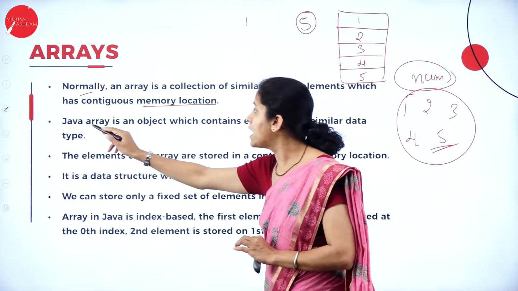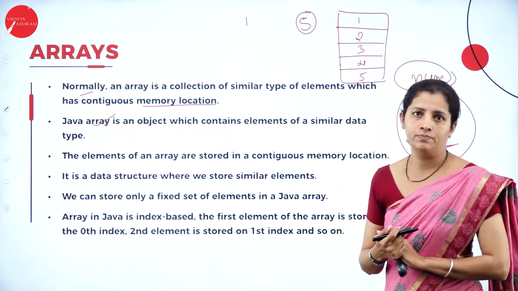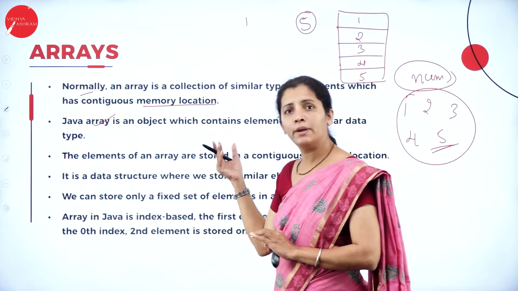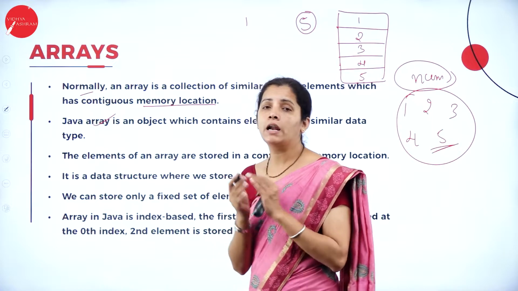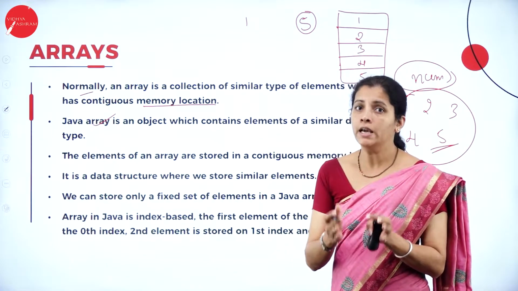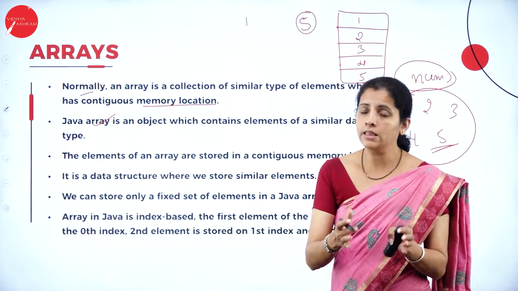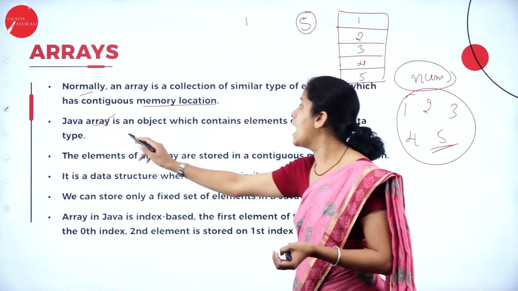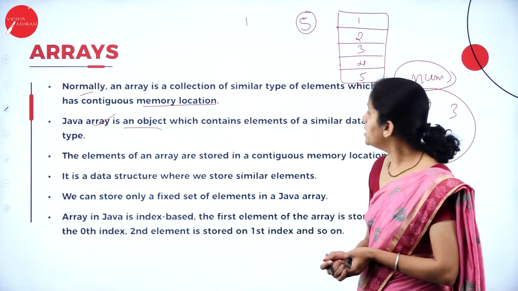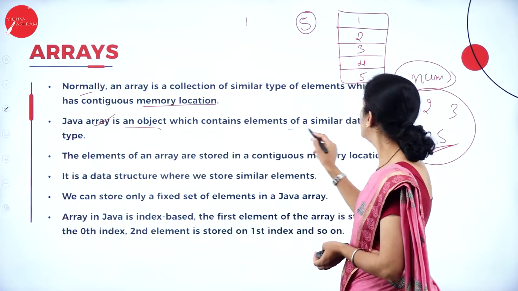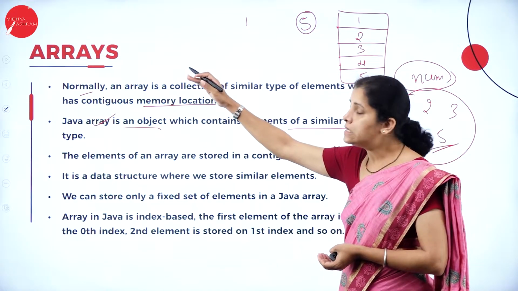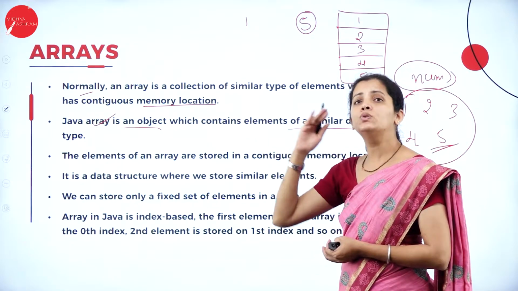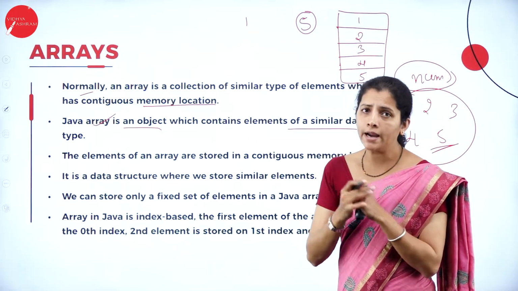So, a Java array is an object. Why is it an object? Because in Java programming, all things are treated as objects. Even if it is an array, it is also treated as an object which contains elements of similar data types. So, if I consider an array, I can store only the same kind of data.